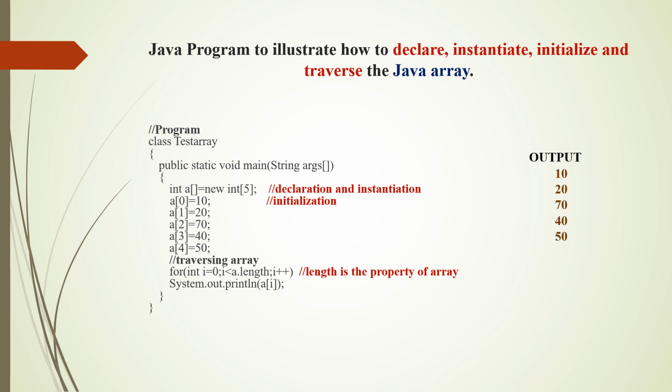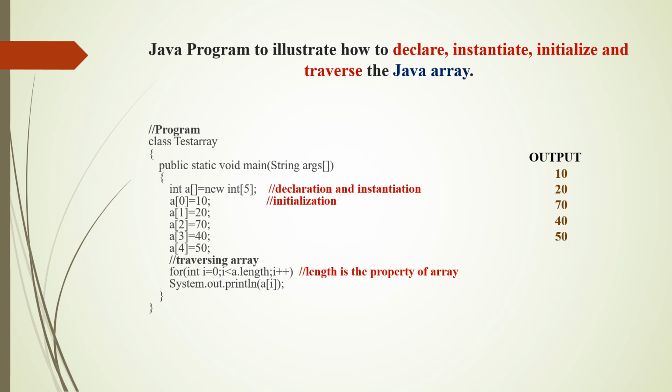So using new, memory will be allocated, and array values we can give: a[0] equal to, directly we are giving values here. It is 10, a[1] is 20, a[2] is 70, a[3] is 40, a[4] is 50.